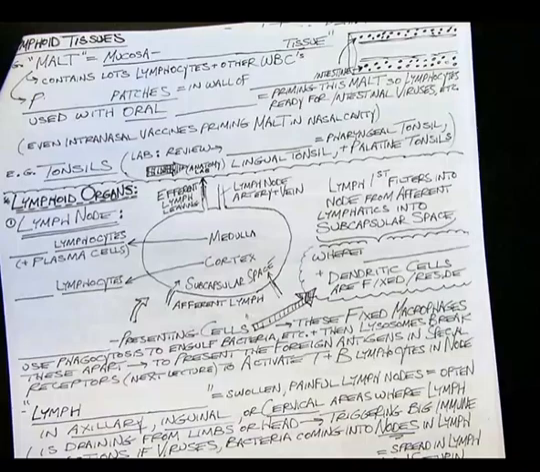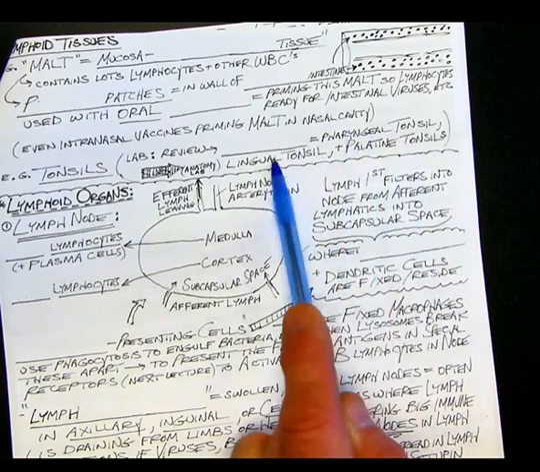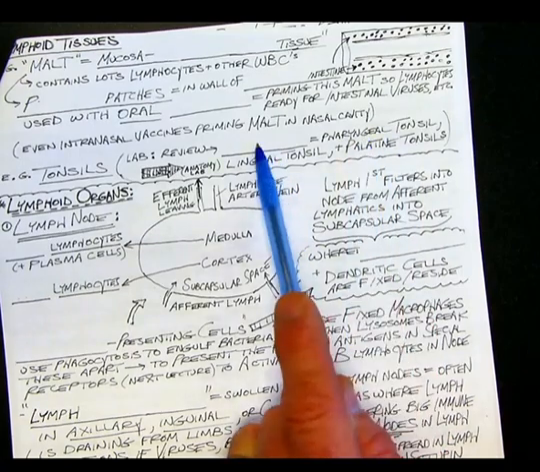Tonsils are also lymphoid tissues, right? You've got palatine tonsils, which are the ones in your throat you can see, lingual tonsils under your tongue, and the pharyngeal tonsil called the adenoid.